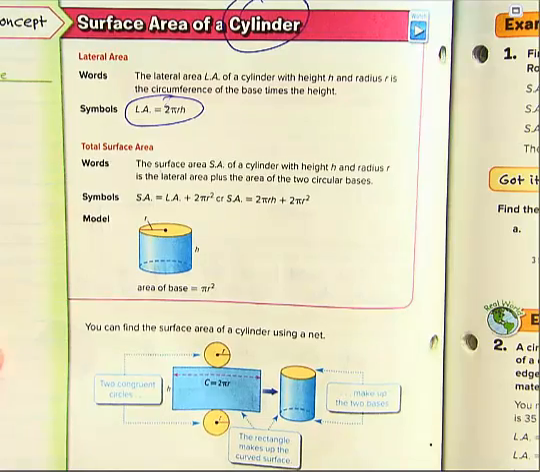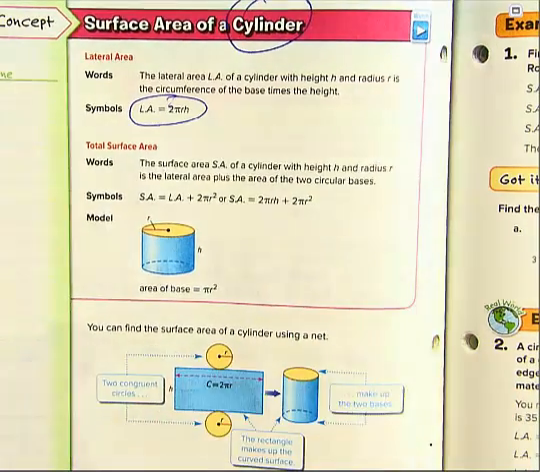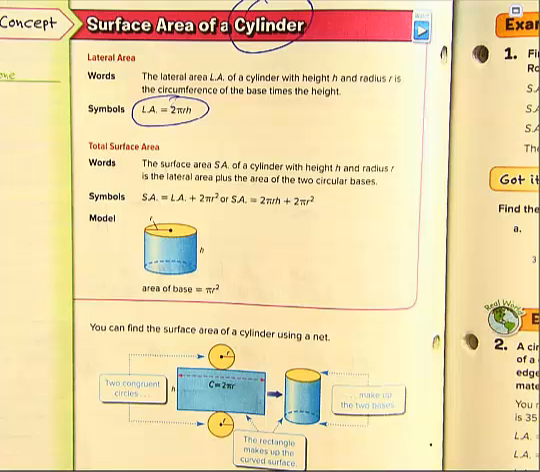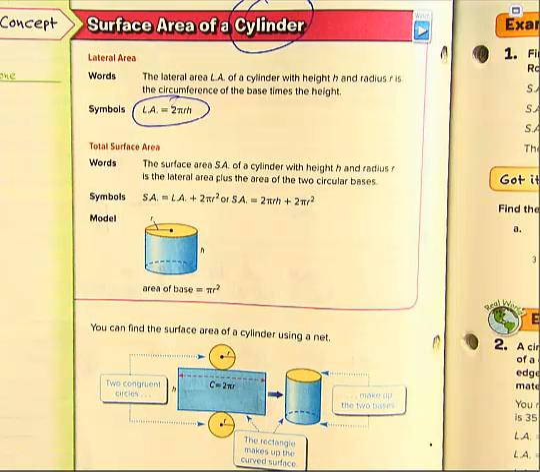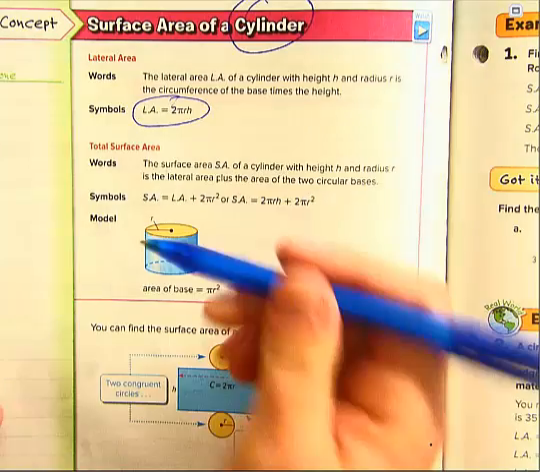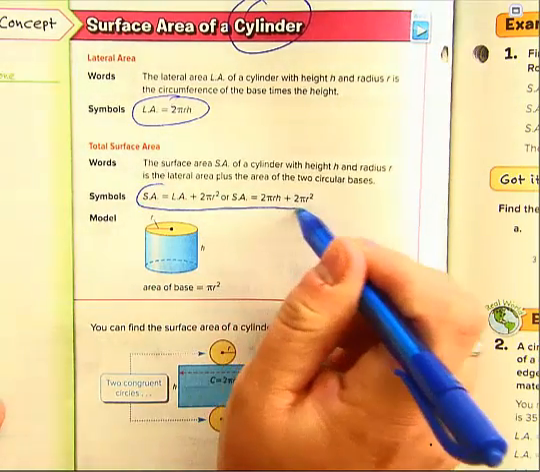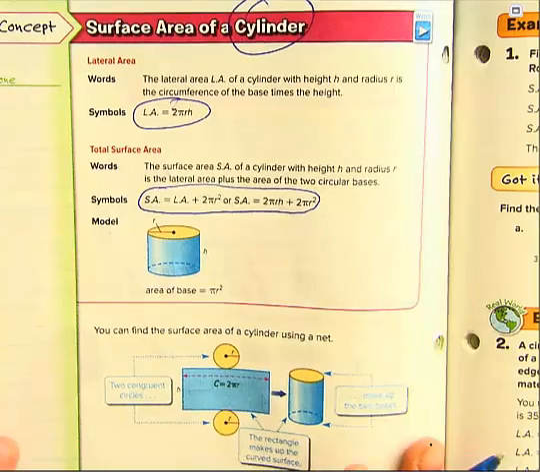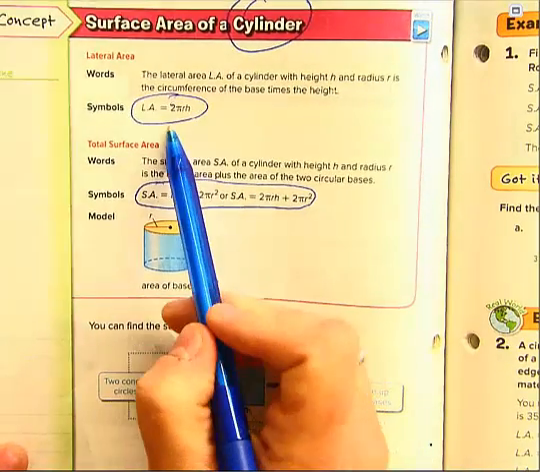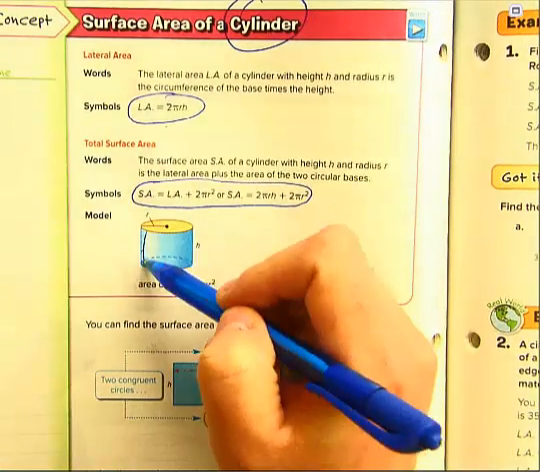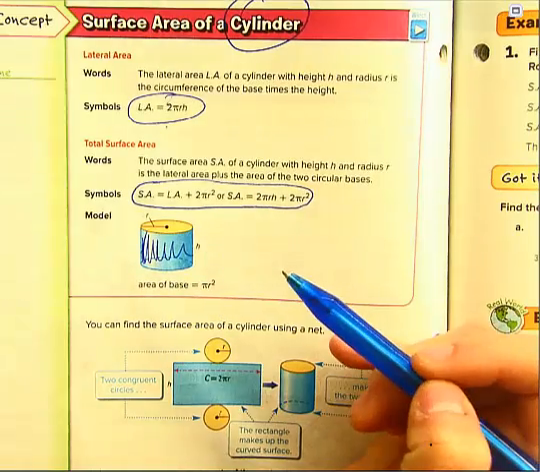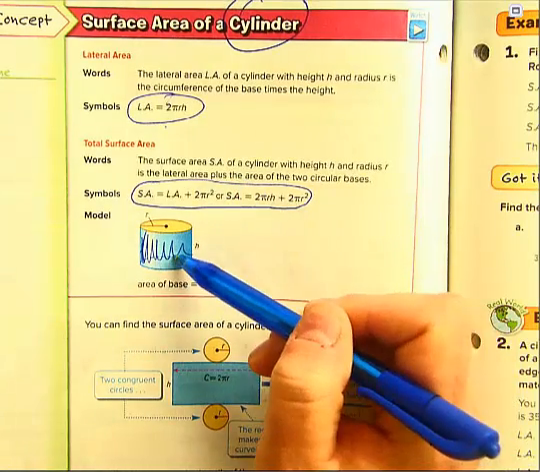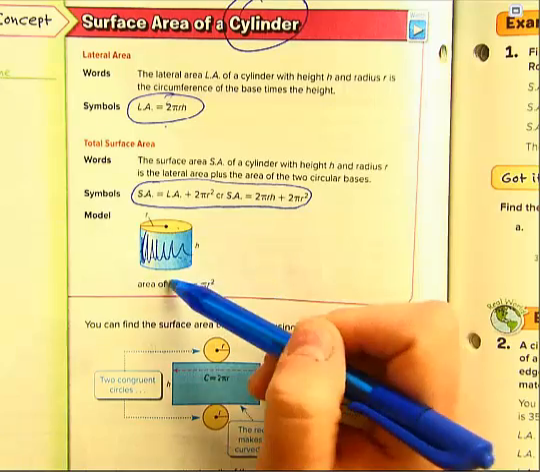Then the surface area is all of the surfaces. If I wanted to gift wrap that cylinder, how much wrapping paper would I need? Well, I would need enough to cover all of the surfaces. So this is how we determine the surface area. So lateral area is just the rectangle part. Surface area is the rectangle part plus the bases, plus these two circles.